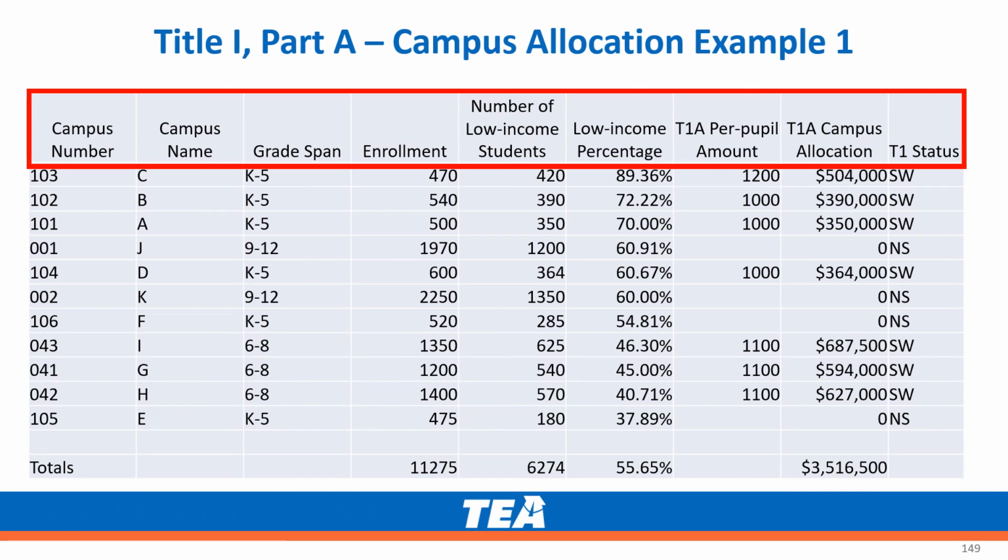Each LEA must maintain documentation to show how the Title I Part A allocations to its eligible campuses are determined. It is highly recommended that the LEA have a spreadsheet that records the following data for all its campuses: campus number, campus name, grade span, total enrollment, number of low-income students, the low-income percentage, the Title I Part A per pupil amount, the Title I Part A campus allocation, and the campus's Title I status.